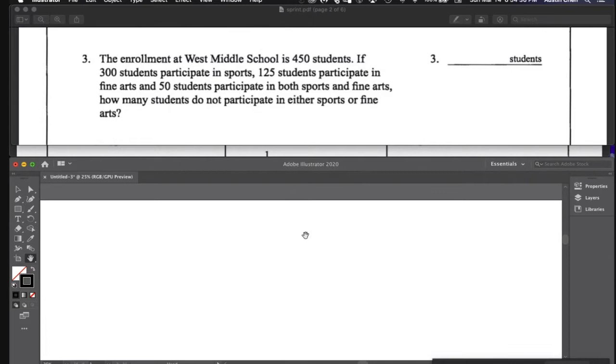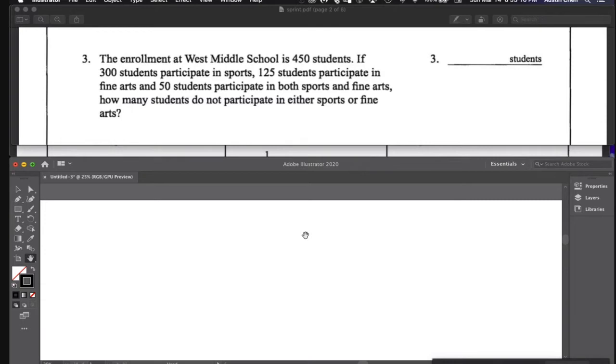Okay, one way you can do this is you can make a Venn diagram. Another way you can do this is just to visualize it. So if you have 300 students in sports and 125 in fine arts, if you add 300 and 125, you'll be counting the students that are in both of them twice.